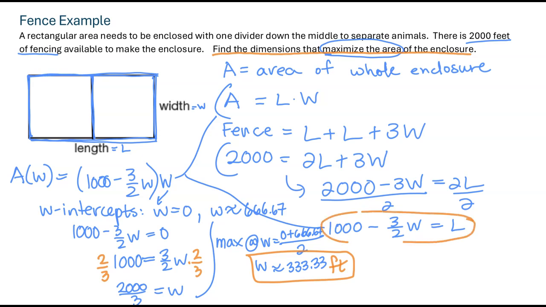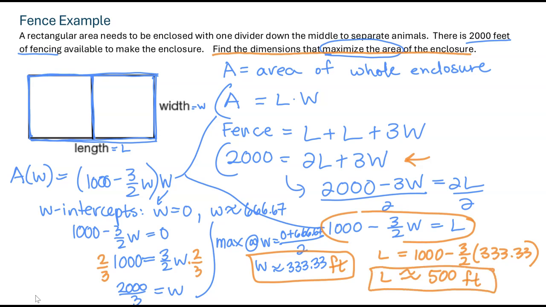If you go back, you can go right up here, or you can go down to the one where you already solved for L and say, well, in that case L has to equal 1,000 minus 3/2 of our W, which is 333.33. If we hadn't rounded earlier, we should end up with exactly 500 there. But if you have a little bit of rounding error, I'm not too worried about that. That's fine. That is a great answer.